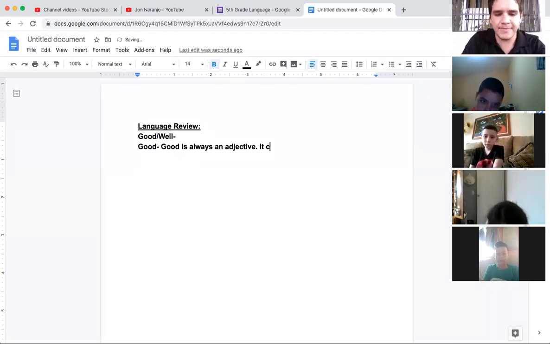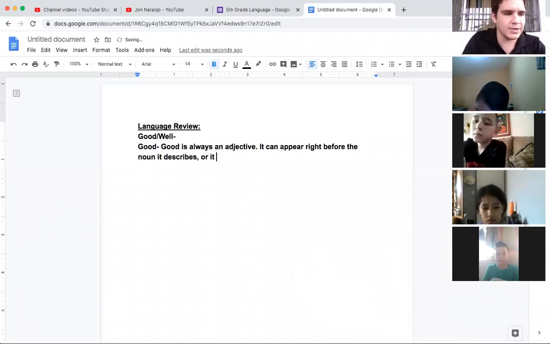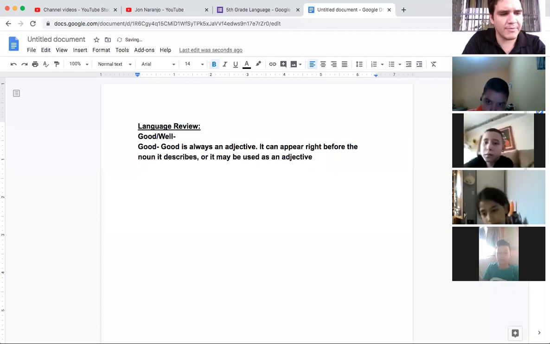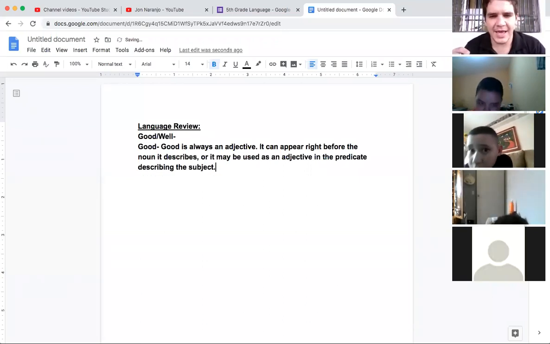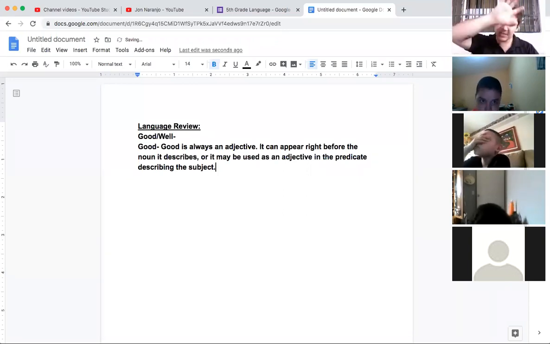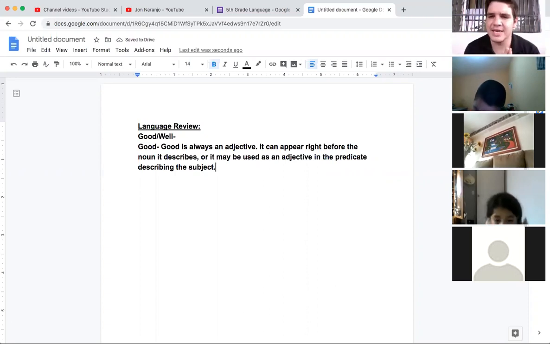It can appear right before the noun it describes, or it may be used as an adjective in the predicate describing the subject. So it can be used as an adjective in the predicate describing the subject. So still describing a noun. So it could be right before, or it could be after, like saying the sun is very pretty. All right.